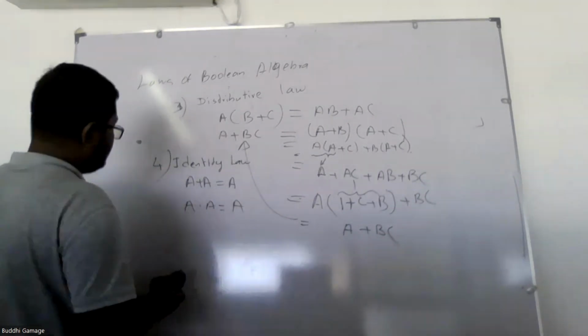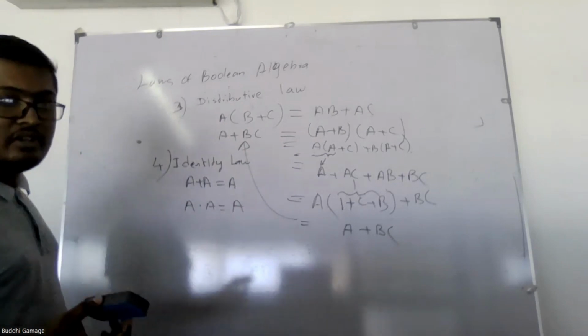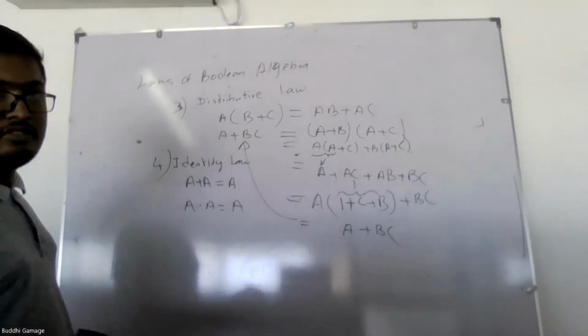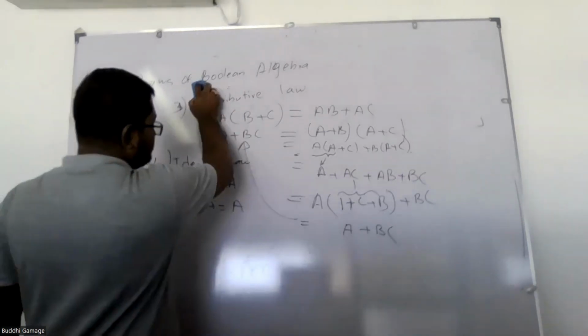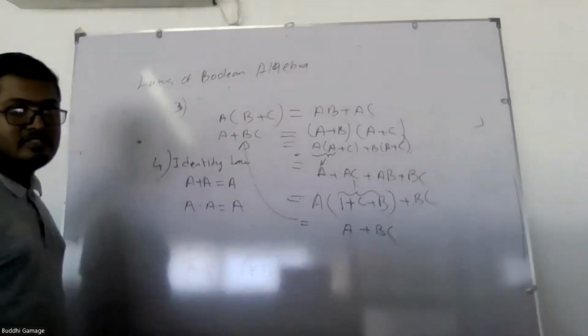So the next part. These laws can be derived by using the identity law and the distributive law. So the law is this.